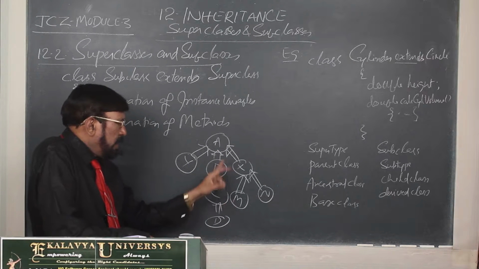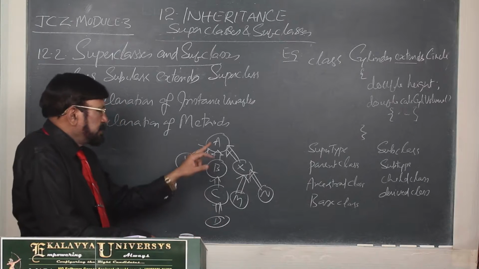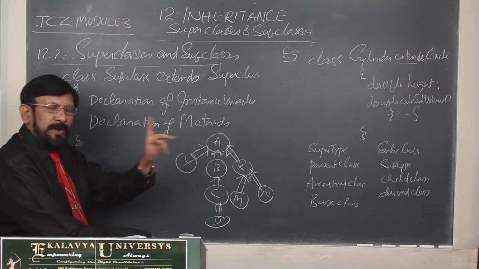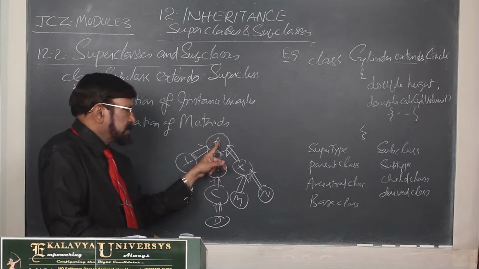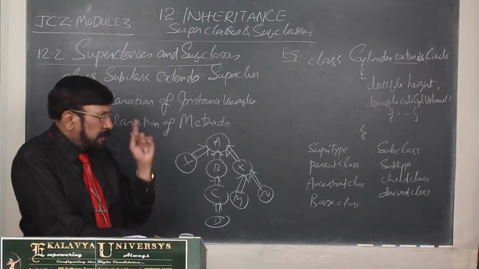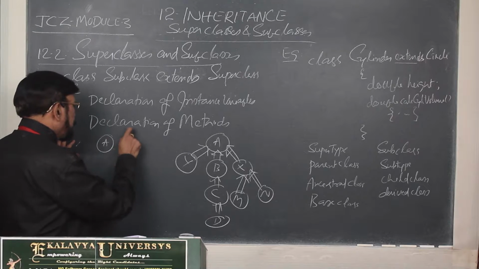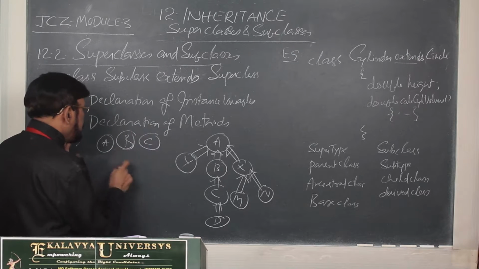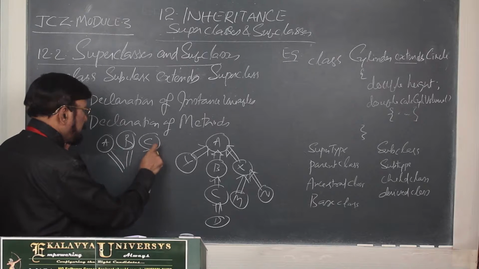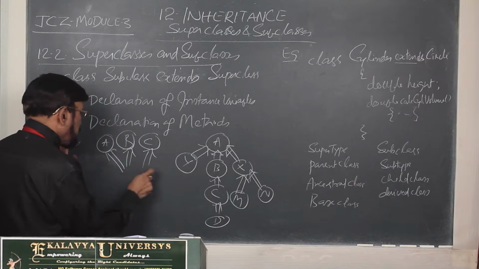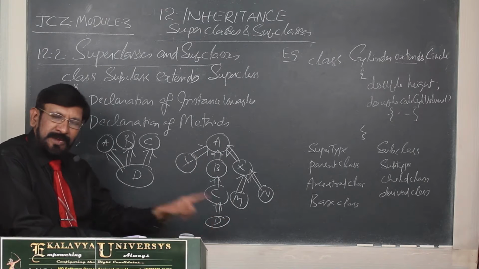This is all called single inheritance. Single inheritance means one immediate superclass will be there. For any class, one immediate superclass can be allowed. But what is not allowed, you must understand: A, B, C, D. This is not allowed. This is called single inheritance.